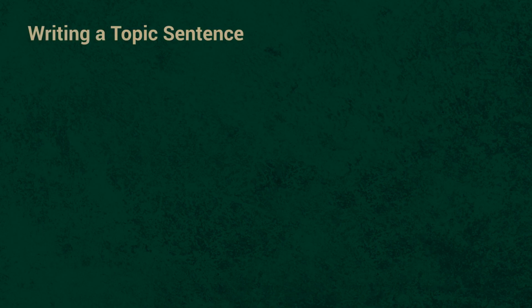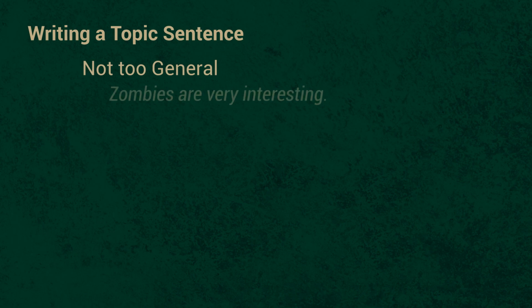So when you add the controlling idea to the topic, you need to make sure that your topic sentence isn't too general. For instance, zombies are very interesting. This is too general. Your reader won't have a clear idea about where this paragraph is going. And if you actually tried to show what this topic sentence said you were going to show, the paragraph would be ridiculously long. Because yes, zombies are that interesting.